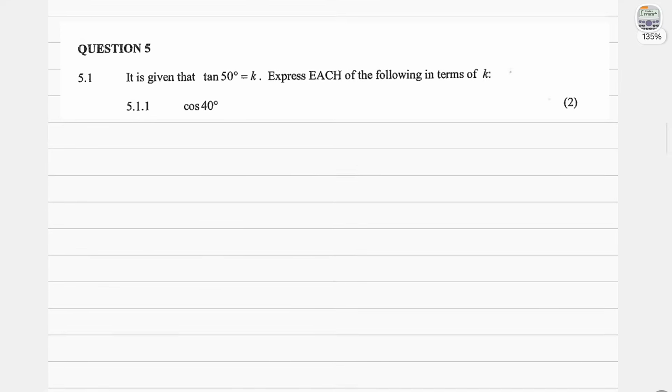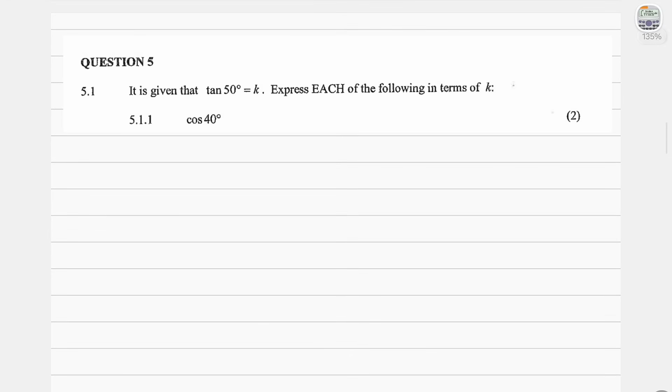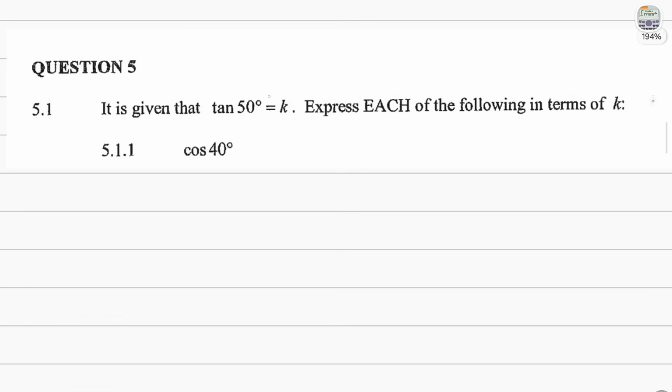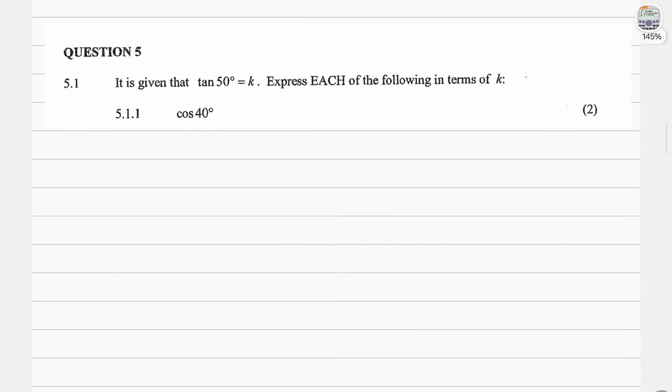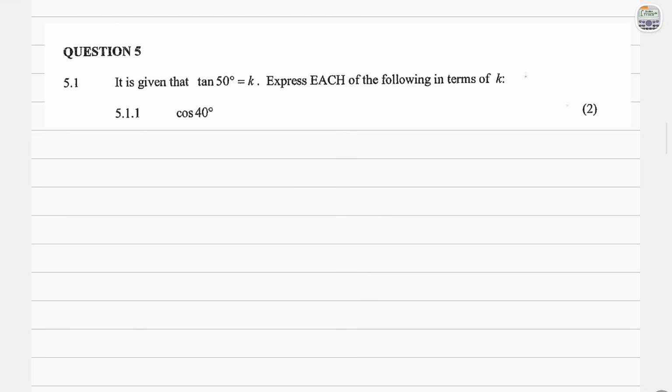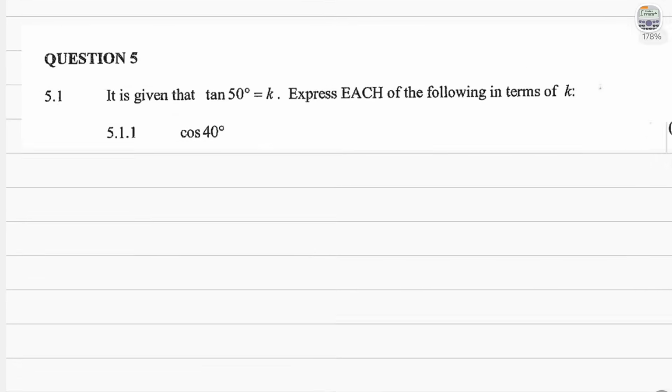Okay, so we're looking at question 5 and 5.1 says, it is given that tan 50 degrees is equal to k. Immediately they give you an equation like this, you know that this is going to be a trig diagram. So we're going to have to draw our diagram. And they tell us to express each of the following in terms of k. So the first question is we need to express cos 40 degrees in terms of k.